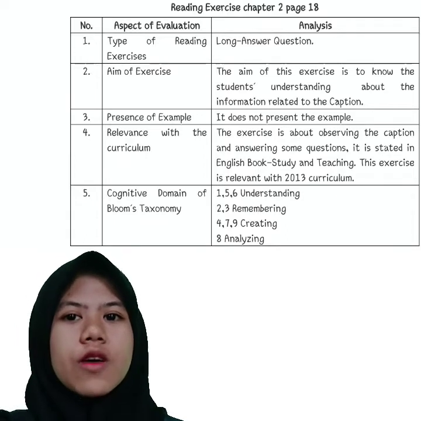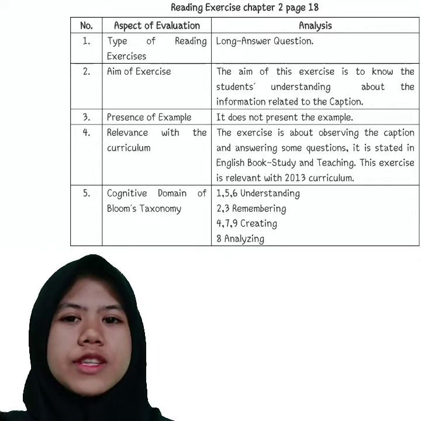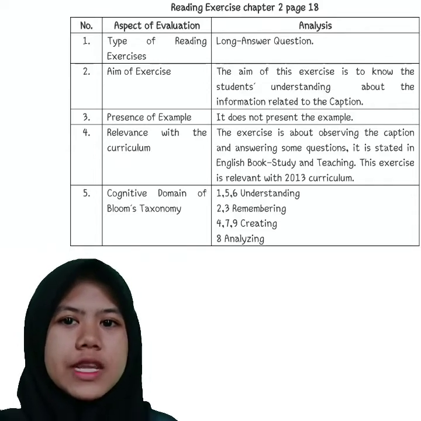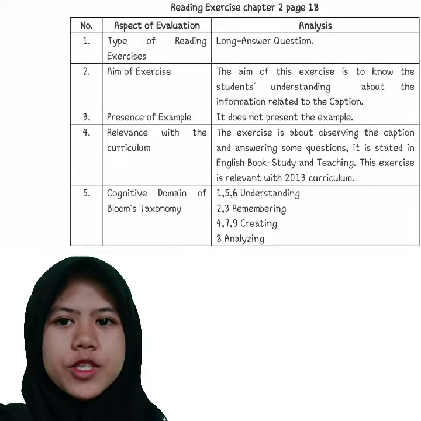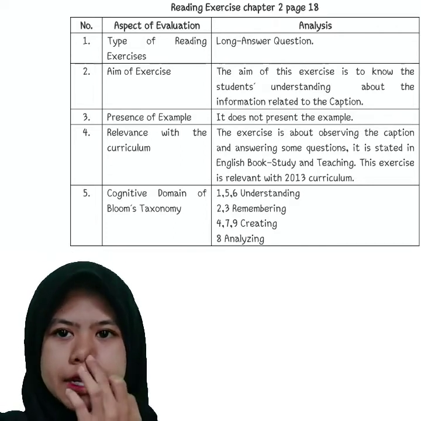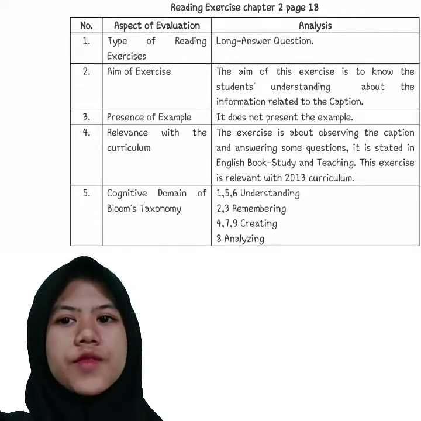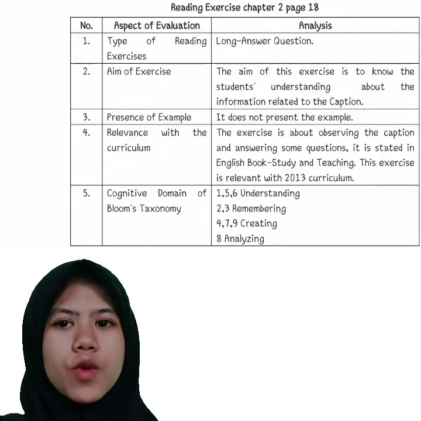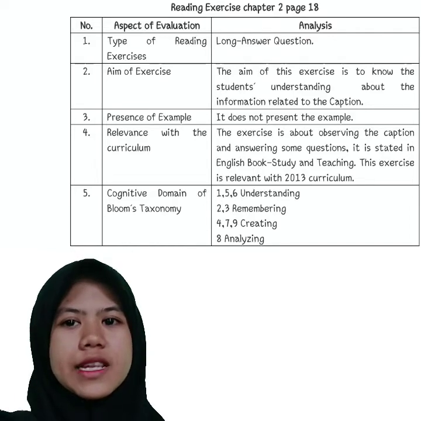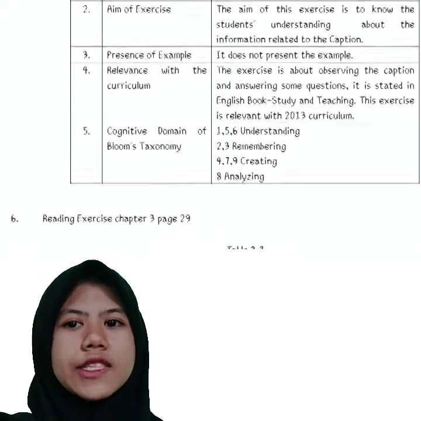It is included in long answer question. The aim of this exercise is to know the student's understanding about the information that is related to the caption. It doesn't present the example, but it is relevant with the curriculum, and the cognitive domain of Bloom taxonomy here for number 1, 5, and 6 is understanding, number 2 and 3 remembering, number 4, 7, and 9 creating, and also number 8 analyzing.